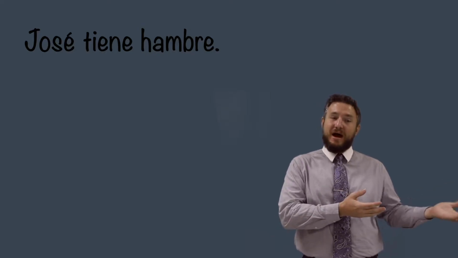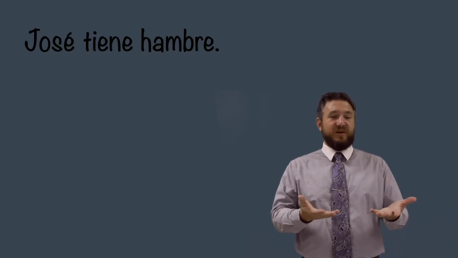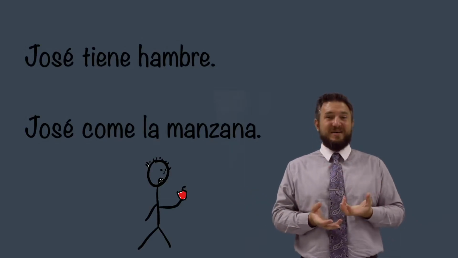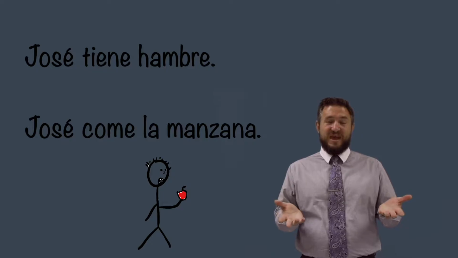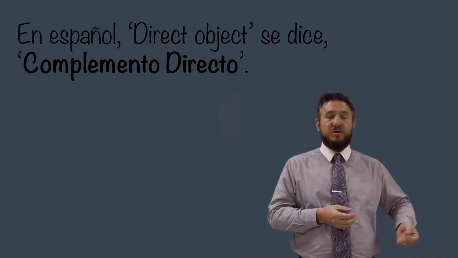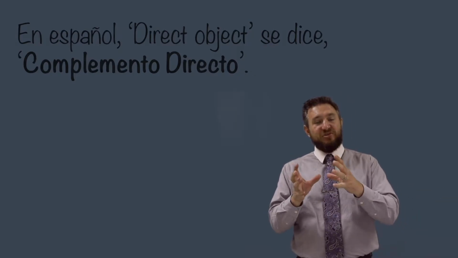He's hungry. Jose tiene hambre. So, to fix that, Jose come una manzana. Ahora, Jose está feliz. Now, Jose's problem, he's hungry, and his solution, he eats an apple, remind us about direct objects. The direct object, or in Spanish, the complemento directo, answers the question what or whom about the verb.